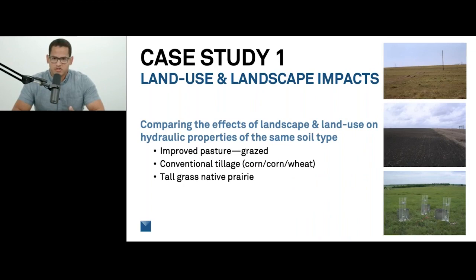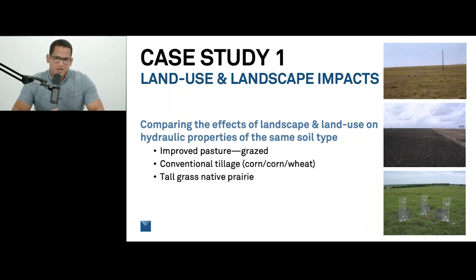And so for this study, we were fortunate enough to be able to work on 3 different land uses. We have an improved pasture, which you can see a picture of in the upper right corner, which is being grazed, a conventional tillage field that was in a corn wheat rotation, and you can see that picture in the middle, and then finally a tall grass native prairie in the bottom right hand corner, where you can see where we're actually making some of the measurements.